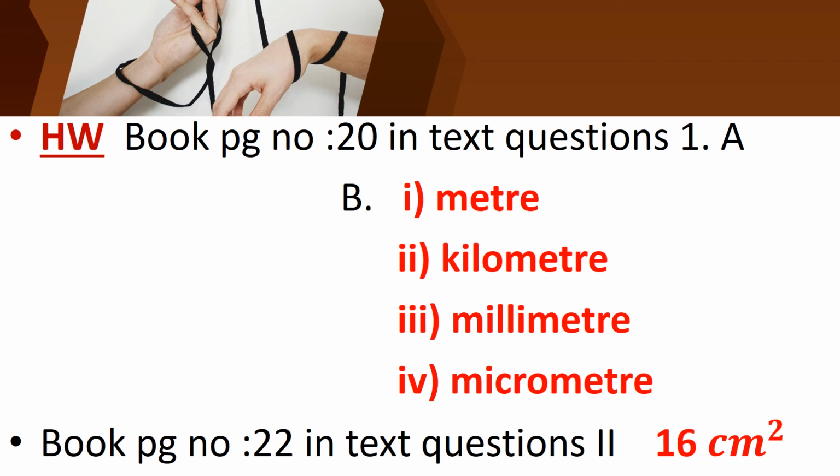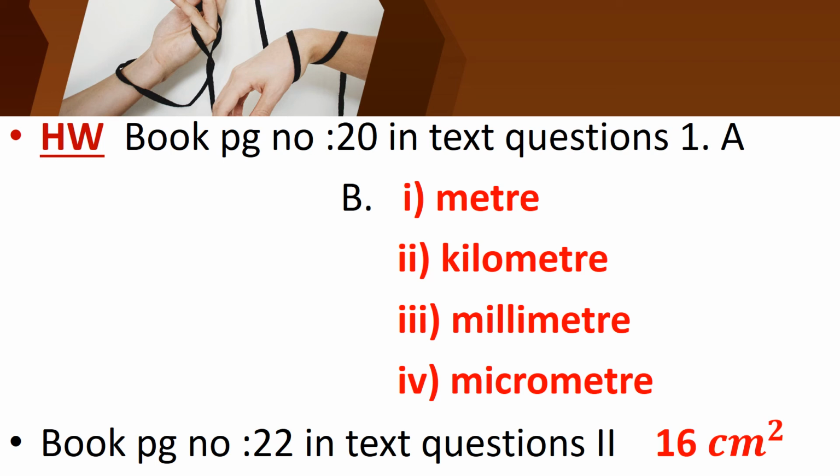Okay, take page number 22. I had given this as homework, children. In-text questions 2. Count the number of boxes, number of squares. 2, 3, 4, 5, 6, 7, 8, 9, 10, 11, 12, 13, 14, 15, 16. 16 boxes are there, children.